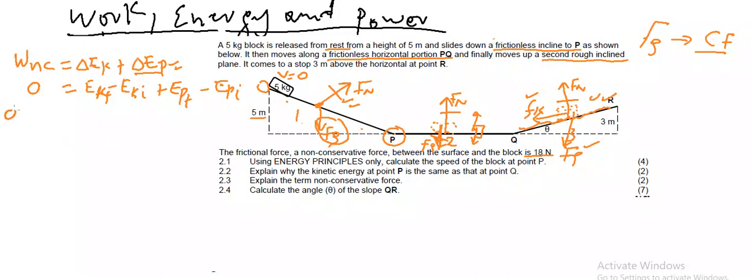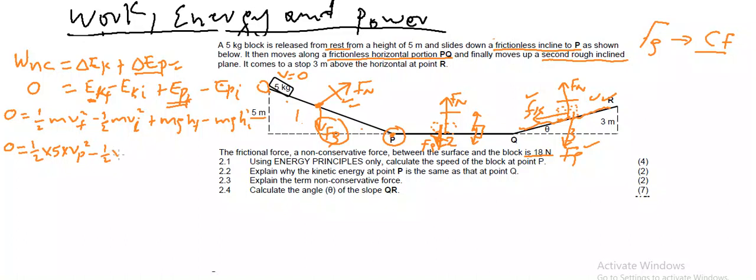Then let's substitute. We have 0, which is equal to, the formula here is 1/2 mv squared final minus 1/2 mv squared initial, plus mgh final minus mgh initial. So now let's substitute our formula. We have 0 on the left side, 0 is equal to 1/2 times the mass, which is 5 kg, times the final velocity of this path, which is the velocity at P, that is the final velocity. So the velocity at P on that path, minus 1/2 times the mass, which is 5.